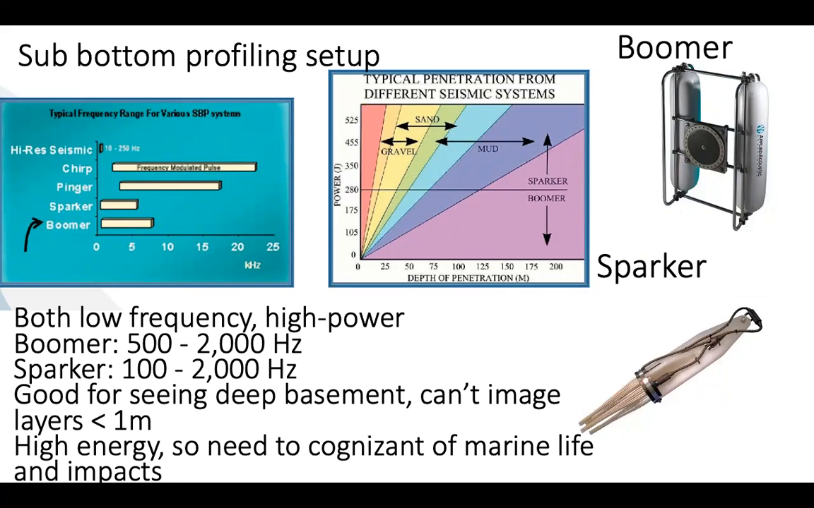They're using quite a lot of power each time. A boomer tends to be really good at seeing down to the bedrock. A sparker tends to be a little better at seeing muddy and gravelly sediments. But they're effectively using similar frequency ranges, 500 to 2,000 hertz for a boomer, and a sparker 100 to 2,000 hertz. They are high power, and so they're good for seeing basement, but they're not good for imaging very fine layers because their frequencies can be quite low.